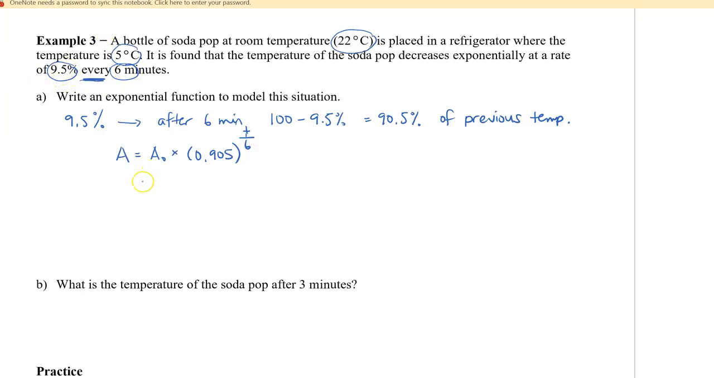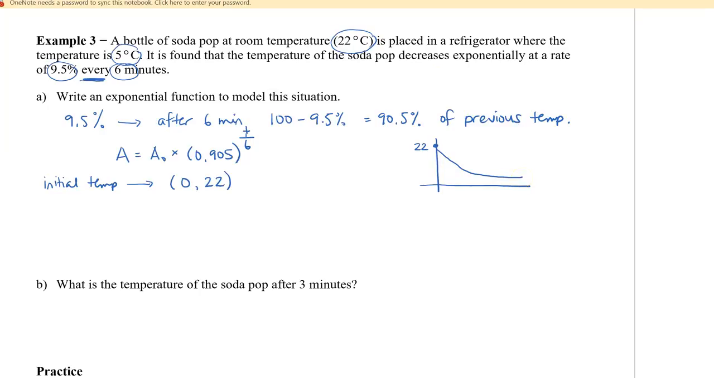Now my A naught I left out on purpose right now, because I want to show you something with the initial temperature. The initial temperature states that when time is 0, my temperature is 22 degrees. So if I take a look at what the graph would look like, it's 22 degrees here, and it decreases exponentially.